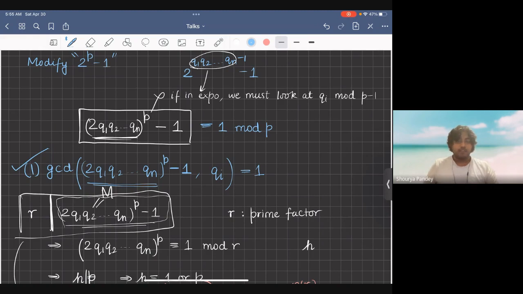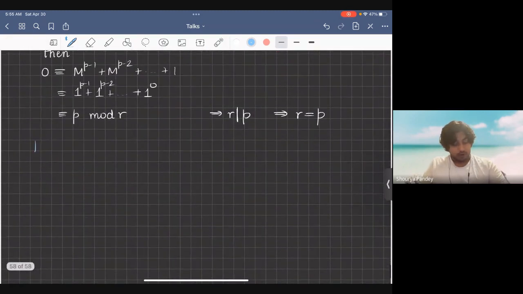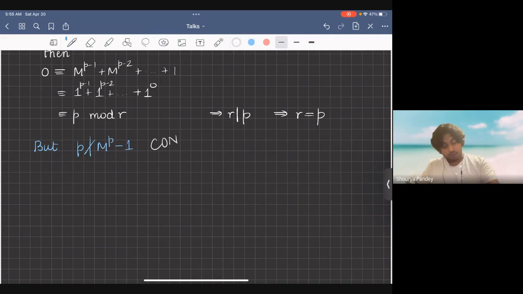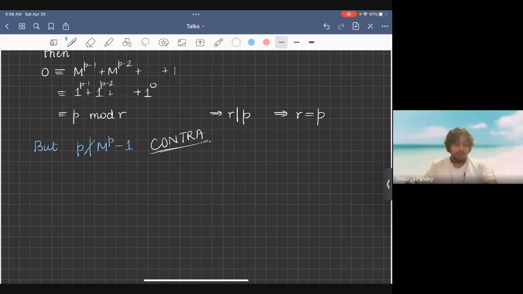So we've actually arrived at a contradiction in this case as well. So this is a contradiction. But p does not divide m to the p minus 1. Contradiction. And so we've arrived at a contradiction in every case. And yeah, done. Which means, oh right, yeah, that makes lots of sense.